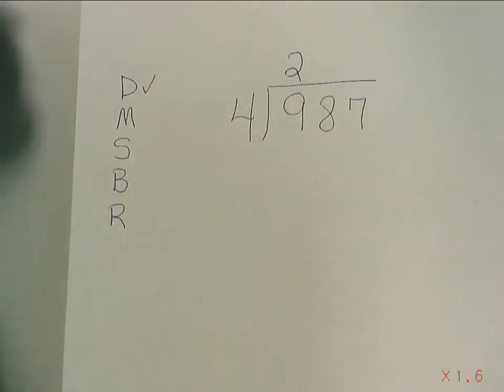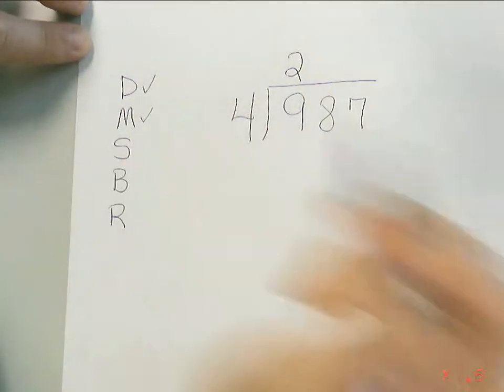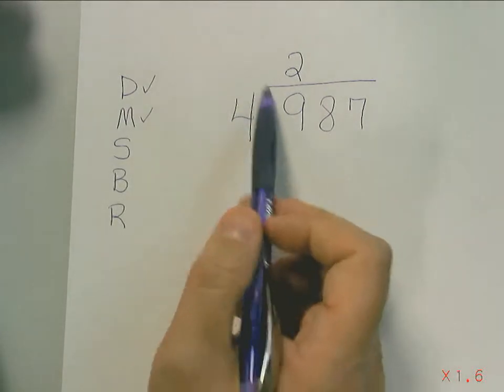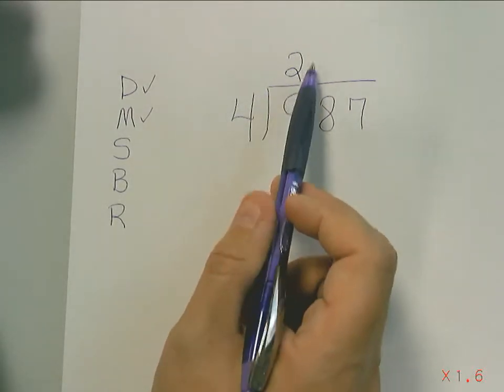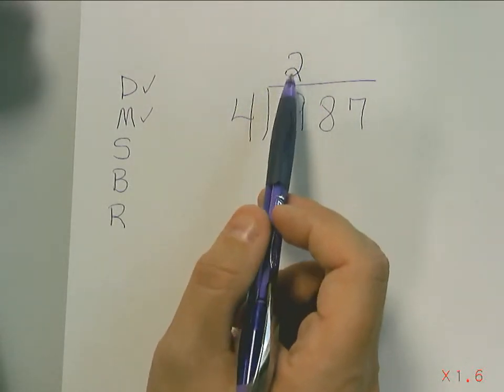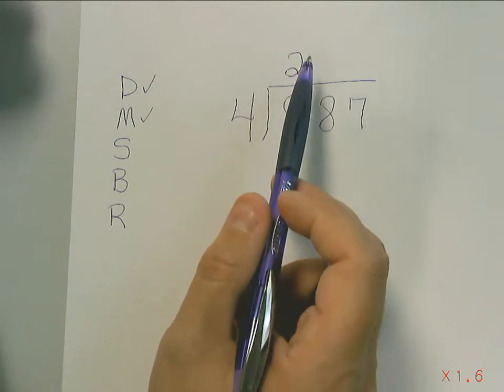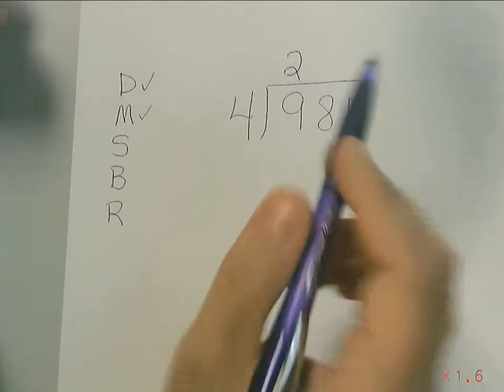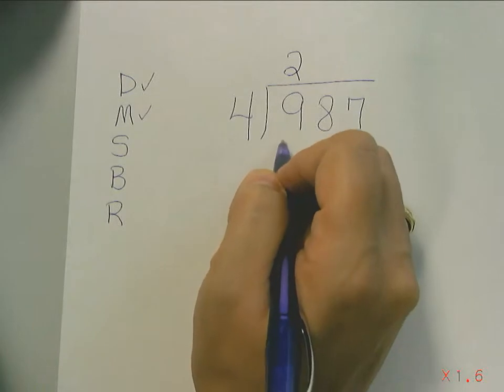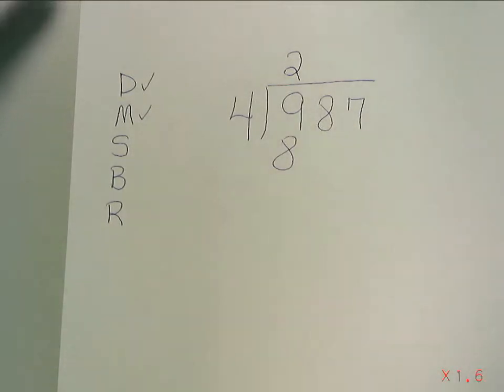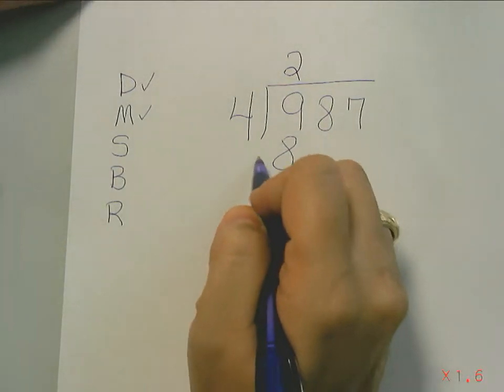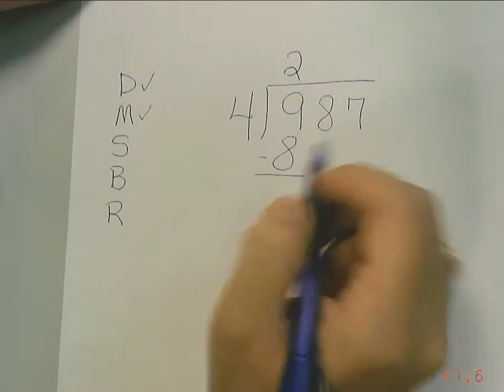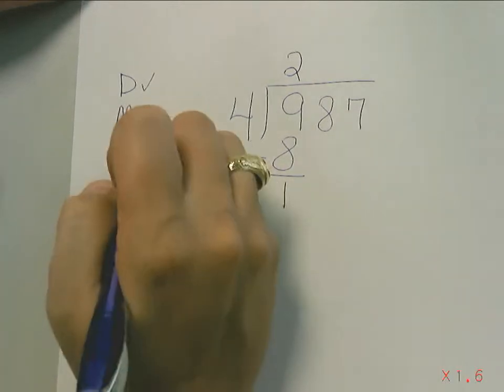In my next step, I'm going to multiply. And remember, when you multiply, you're always multiplying your divisor times the digit you just wrote in your quotient. We just wrote down our 2, so we're going to multiply 2 times 4 is 8, and we're going to write that right underneath our 9 where we just divided into. Our next step is to subtract, so I'm just going to subtract these two numbers. 9 minus 8 is 1.